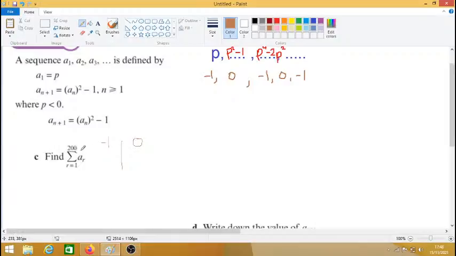And because there's 200 numbers, then minus 1 will come 100 times, and 0 will come 100 times. So the minus 1s will add up to minus 100, and the zeros will add up to 0. So your final answer would be minus 100.